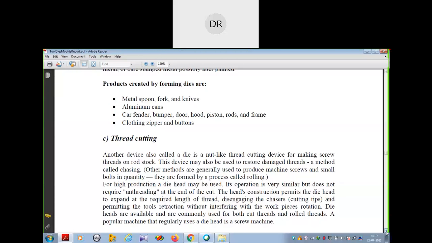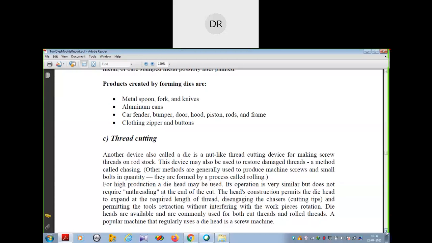For high production, a die head may be used. Its operation is very similar, but it does not require unthreading at the end of the cut. The head's construction helps the die head expand to the required length of the thread, disengaging the chasers, that means the cutting tips, and permitting the tool's retraction without contacting the workpiece's rotation. These die heads are commonly used for both cutting threads and rolling threads.